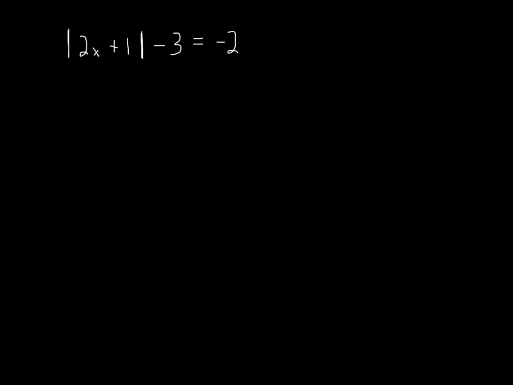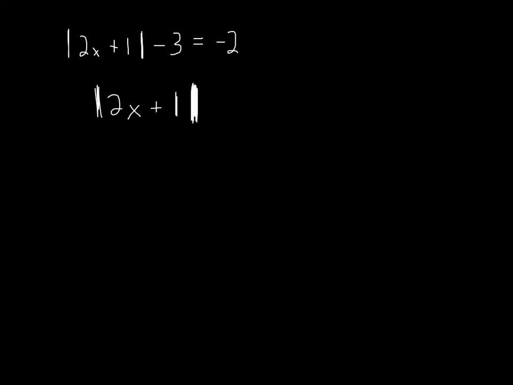So first step, we need to know what these little bars are. These bars stand for something called the absolute value. So that means that we're only interested in the positive value. So we have the absolute value of 2x plus 1. I'm going to get this isolated. I'm going to get this by itself, like it's its own little term.